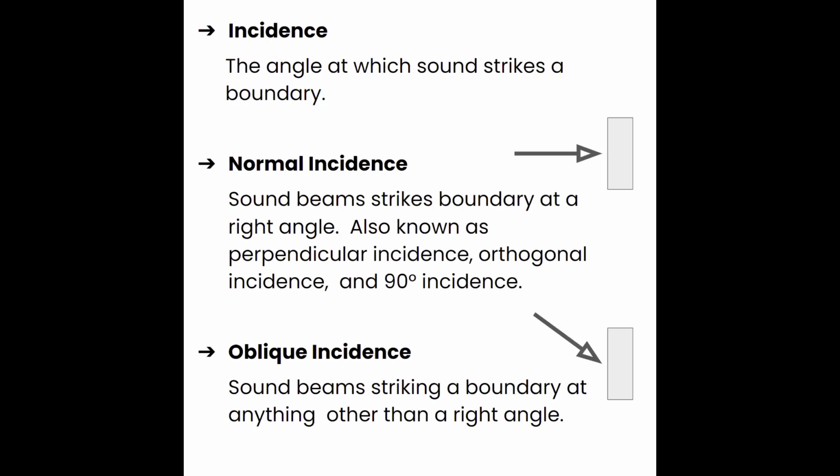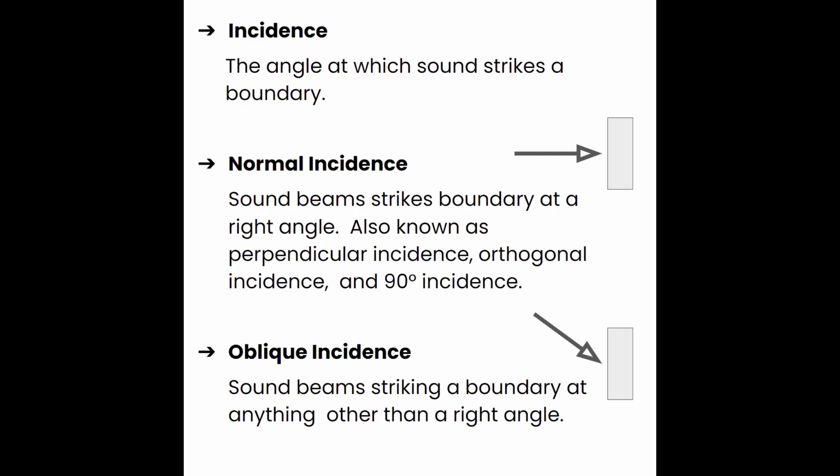Three more terms that can kind of be grouped together. We have incidence, normal incidence, and oblique incidence. Incidence in itself is just the angle at which sound strikes a boundary. So as sound comes into that interface, no matter how it's coming in, that's called the incidence. But we can further describe the incidence as normal or oblique.